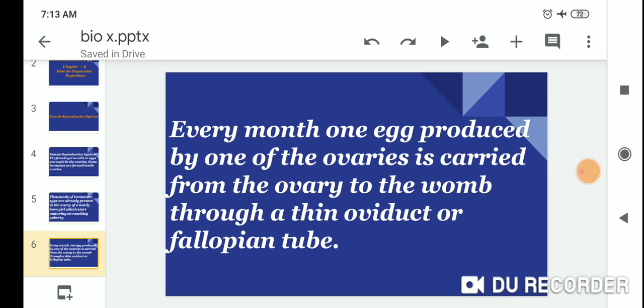Every month, one egg produced by one of the ovaries is carried from the ovary to the womb through a thin oviduct or fallopian tube.